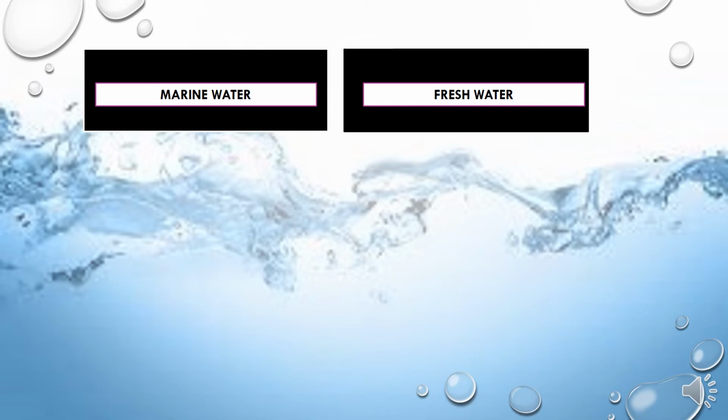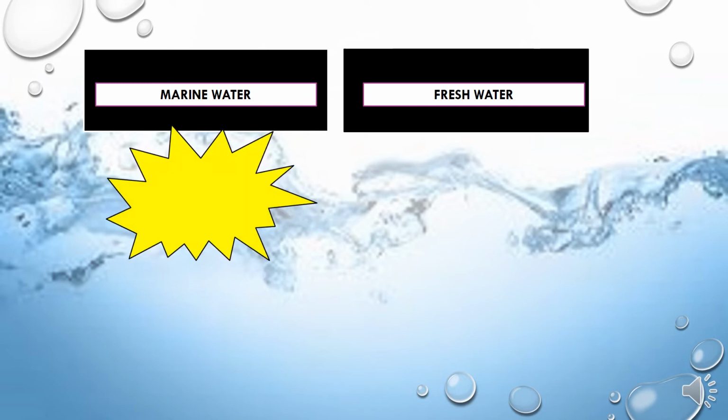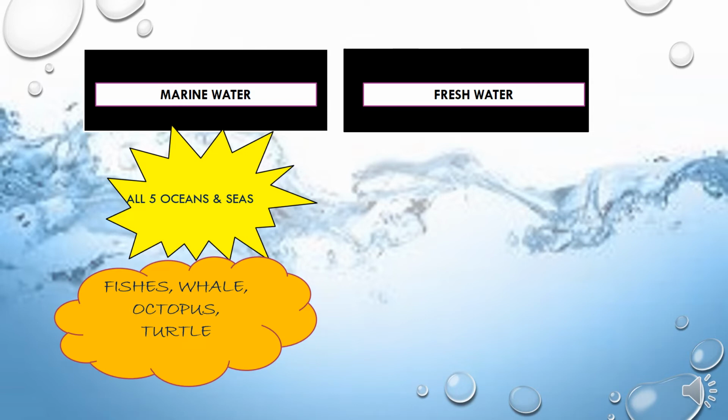Marine water and fresh water. Let's study both of them. All the 5 oceans and seas come under the marine water. That is, they consist of big fishes, whale, octopus and turtle.